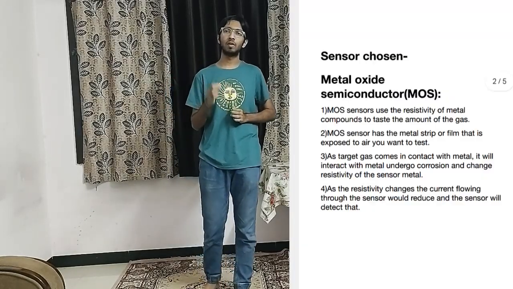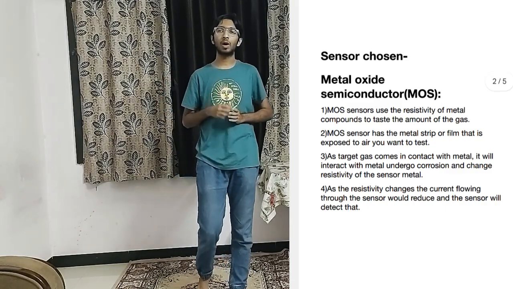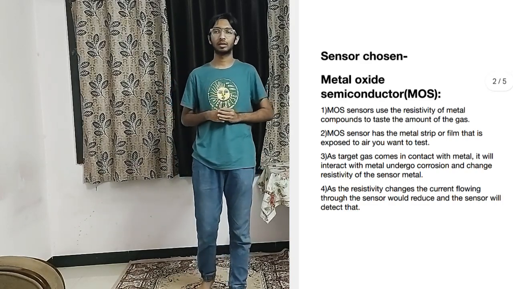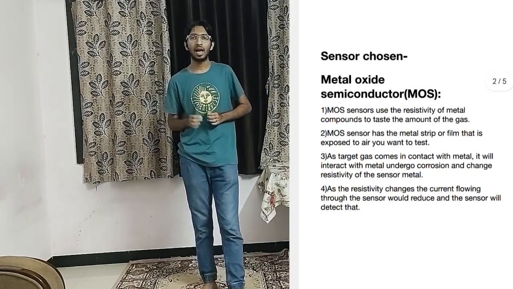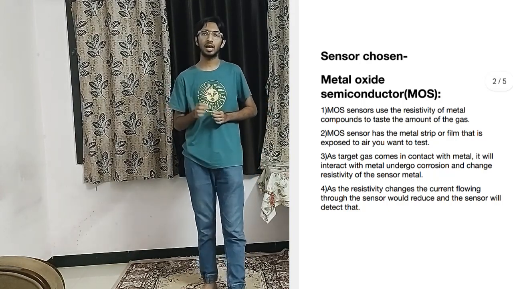Our group has chosen an MOS sensor, also known as a metal oxide semiconductor sensor, to detect CO2 leakage in the plant. I'll be explaining how an MOS sensor works. An MOS sensor works on the principle of change in resistivity of a metal compound, which helps in detecting the amount of gas.